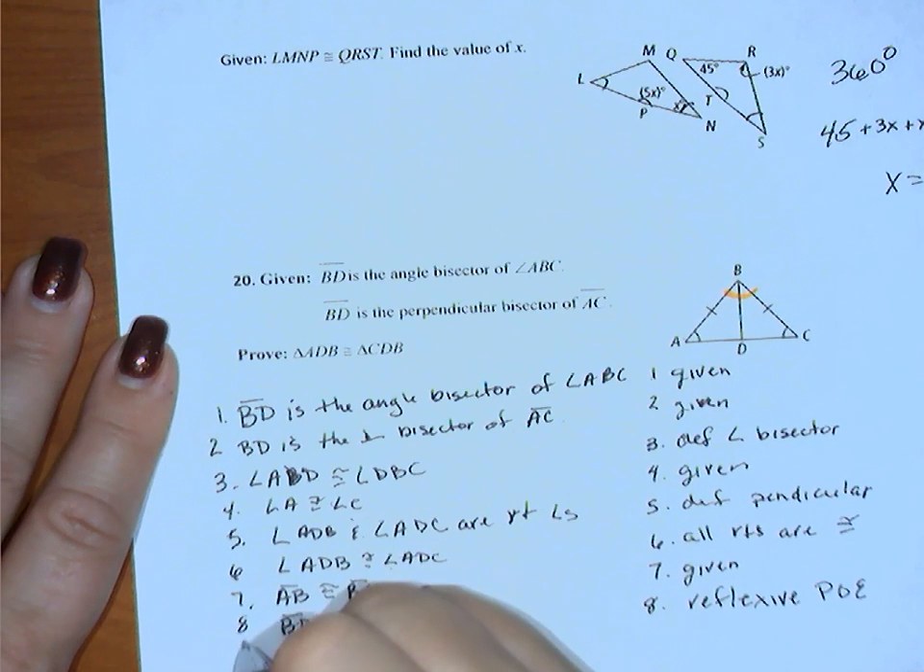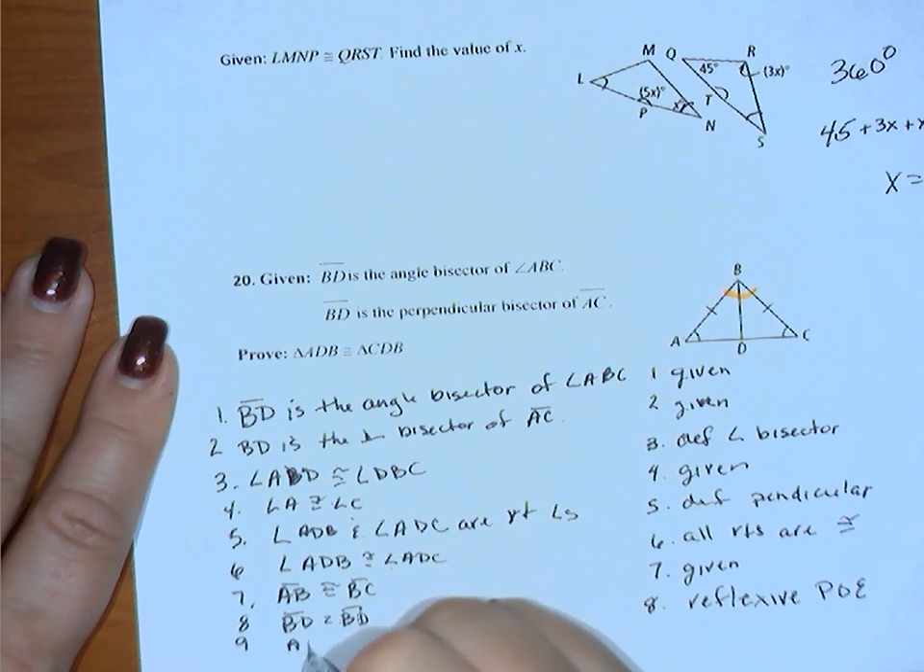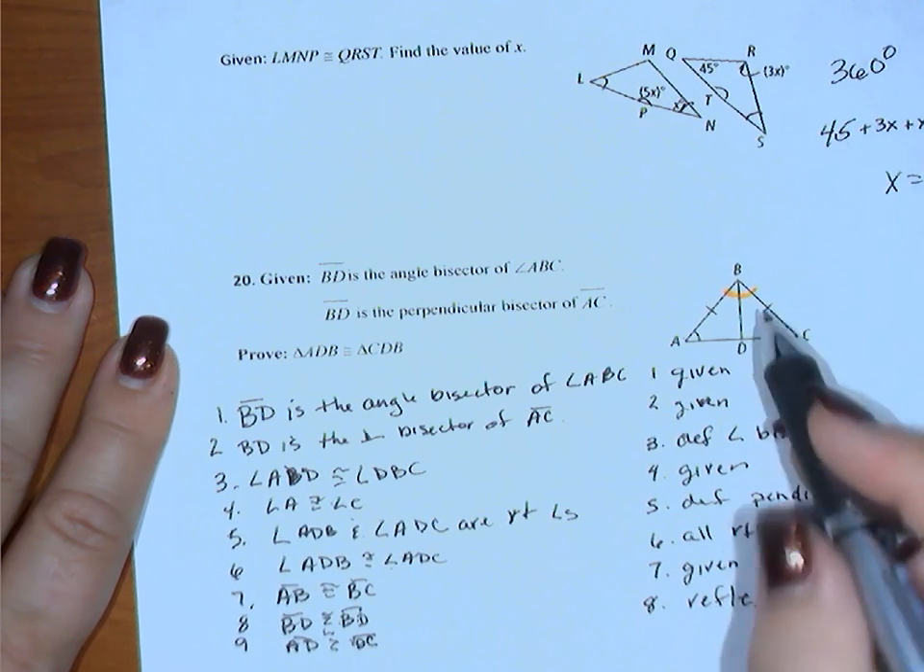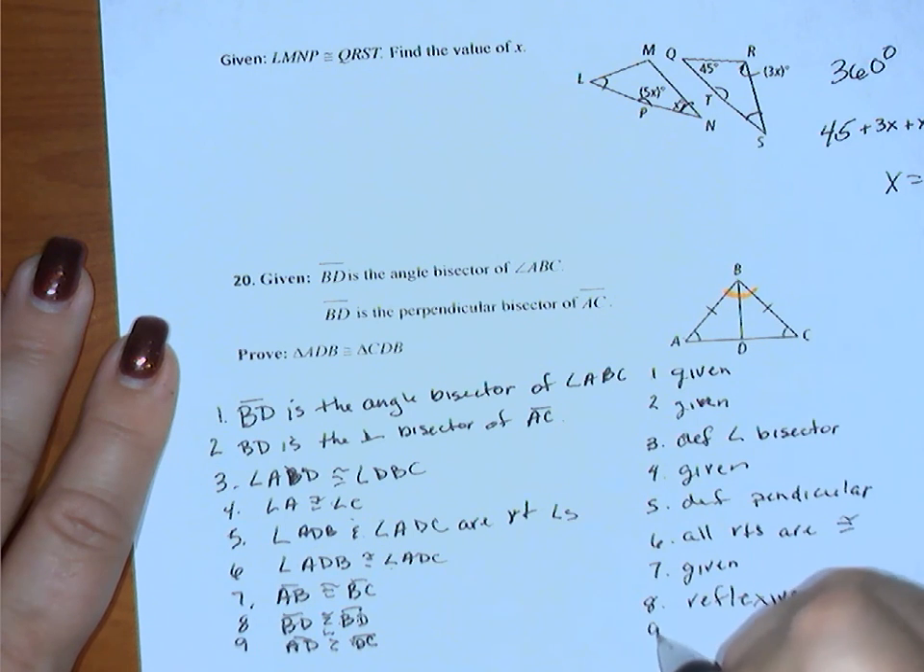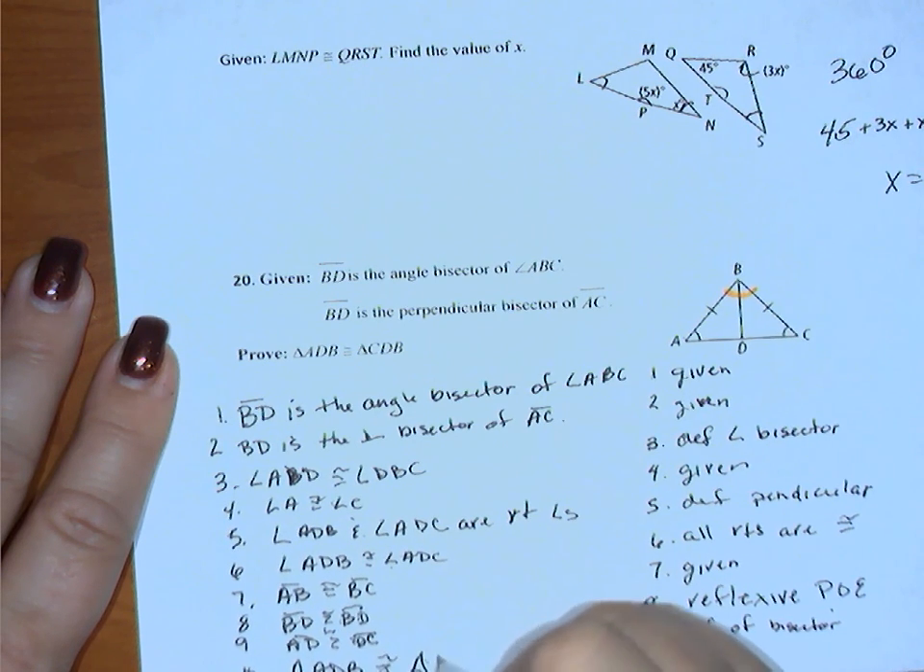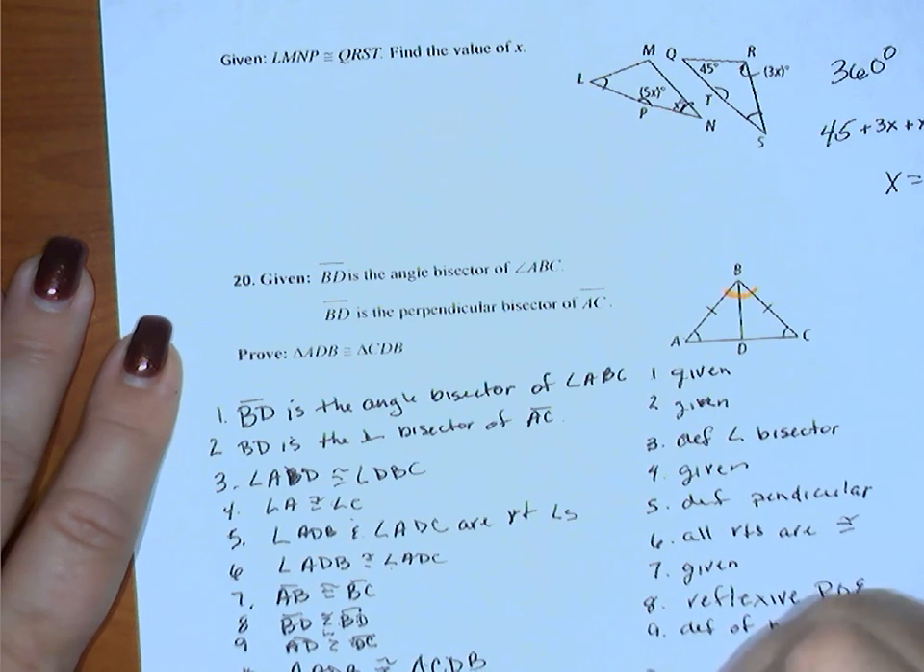Then step 9, I'm going to say that AD is congruent to DC because, by definition of bisector, which they told me, right? They said BD was a bisector. Then 10, I'm going to state that triangle ADB is congruent to triangle CDB because of the definition of congruent figures.